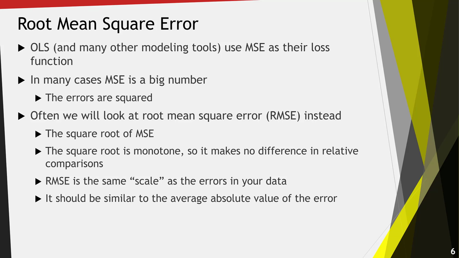Instead of being squared errors, you can think of it as the square root of squared errors, so it should be similar to the average of the absolute value of the errors in your data. This makes the number a lot more manageable.